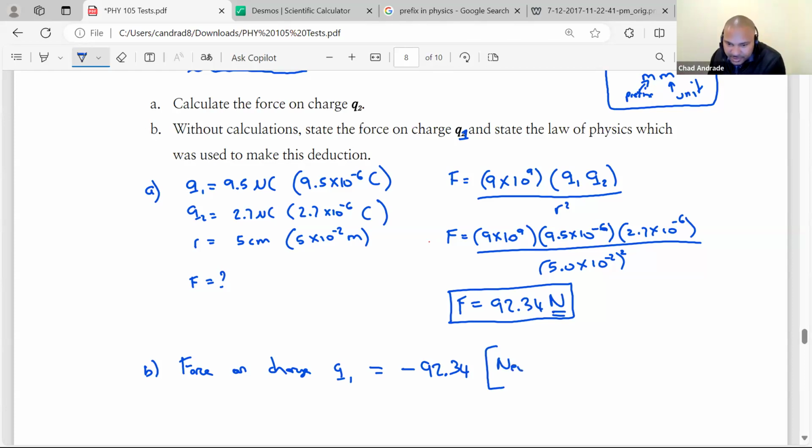By the way, the reason for this is Newton's third law. Newton's third law says for every force that one object exerts on another object, the other object exerts an equal but opposite force, right?